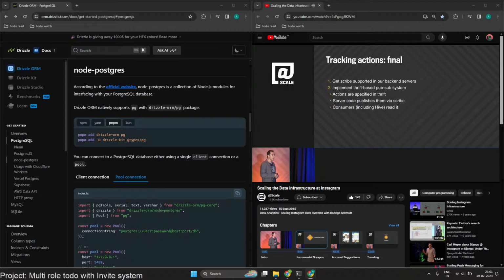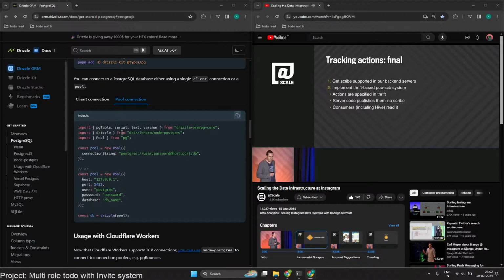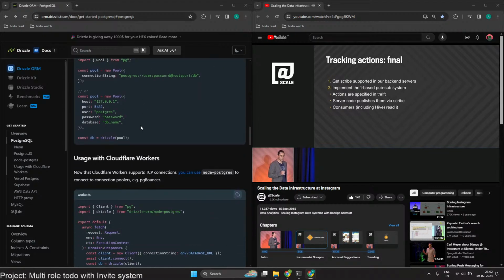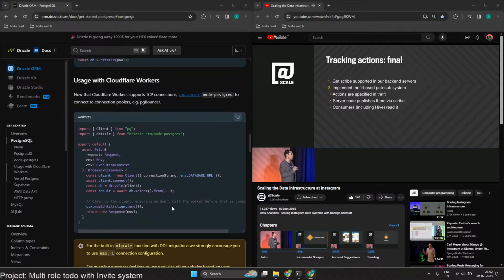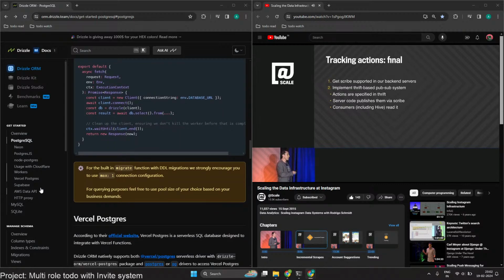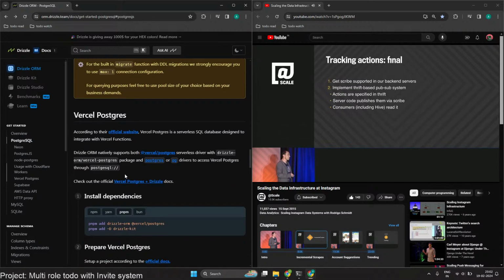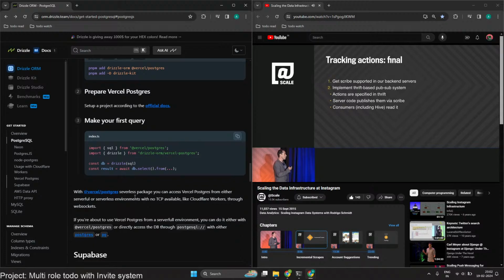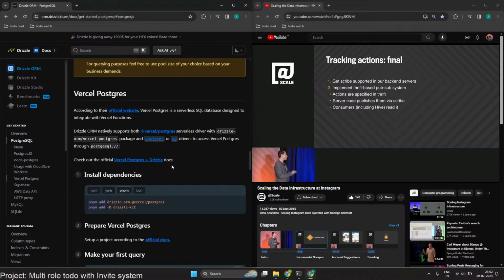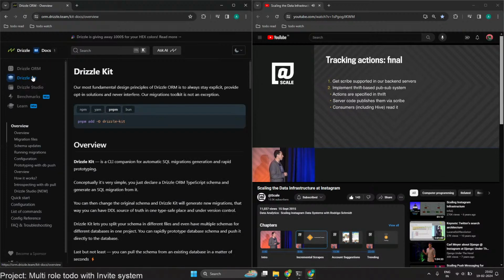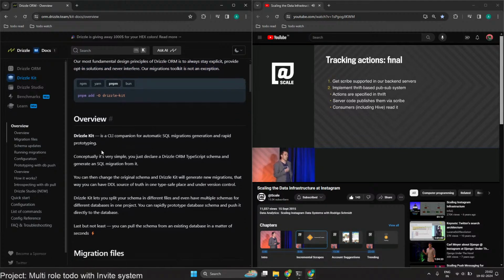The problem was actually creating a pub sub system, or a pub sub architecture, that would allow different systems to plug into and read that data and process that data in real time. So what we did was something different. We got Scribe supported, that was a basic step in our backend servers. And we implemented this Thrift-based pub sub system in which the actions are always specified in Thrift. Whenever that action happens on our server, like the server is processing a request and realizes that, okay, this is a like that is happening, it will publish that action via Scribe using the Thrift specification. And any consumer can then read from that Scribe stream and use that data in real time.